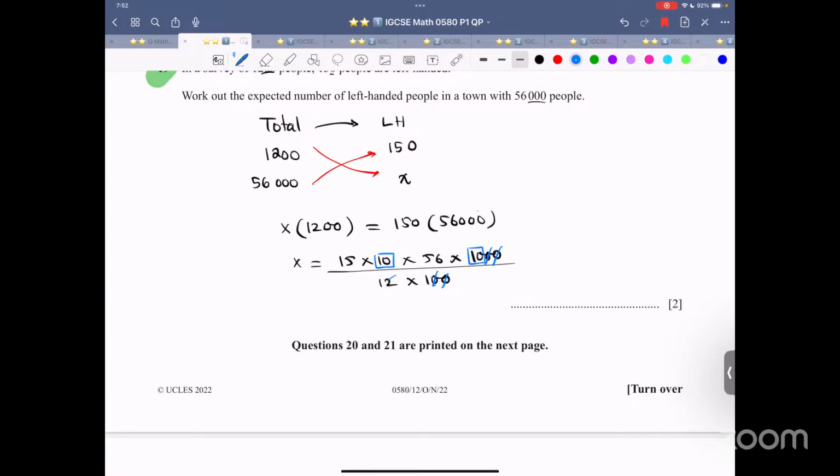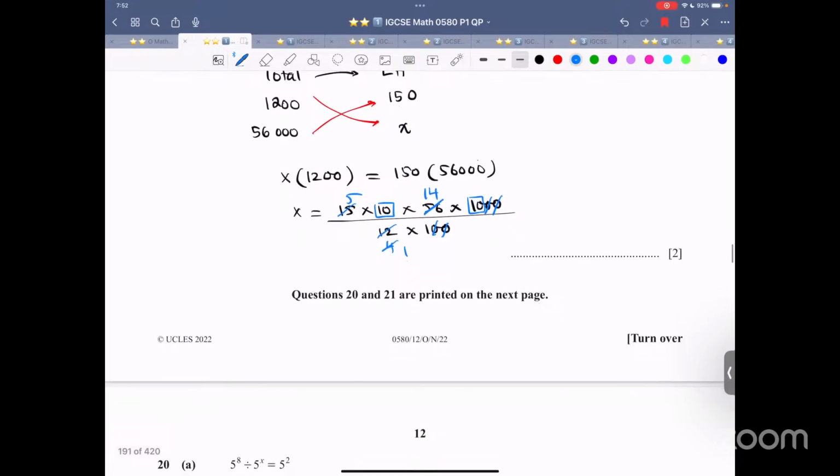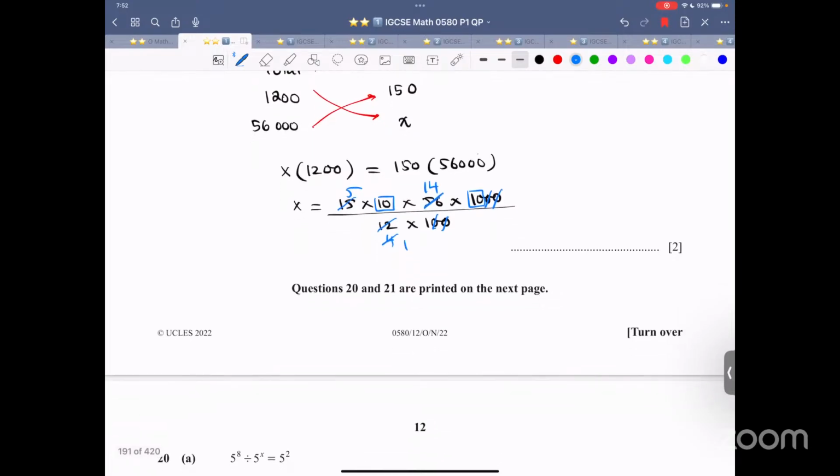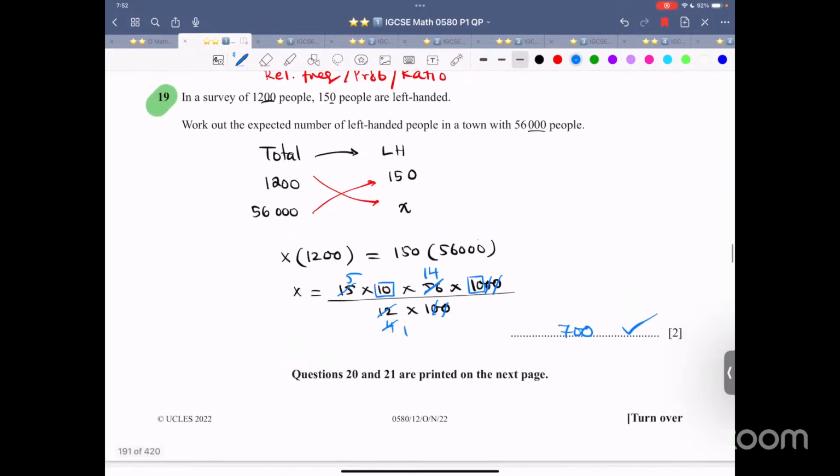And then 3 4s are 12, 3 5s are 15. And 56, is it divisible by 4? Yes. 4 14s are 56. So I get a 1 over here. 5 into 14 is 70, so 700. So the answer is 700. That is the expected number of people. Now this is done, let me remove this.